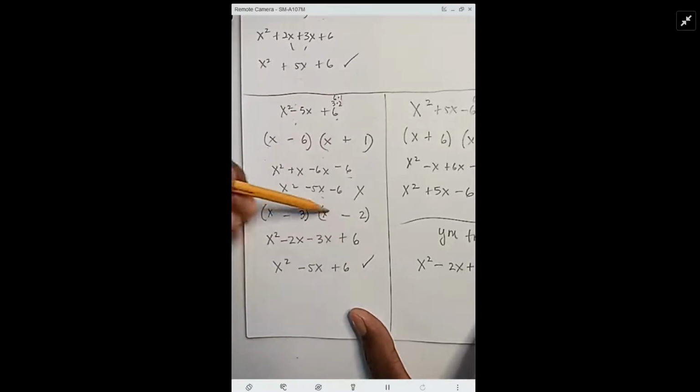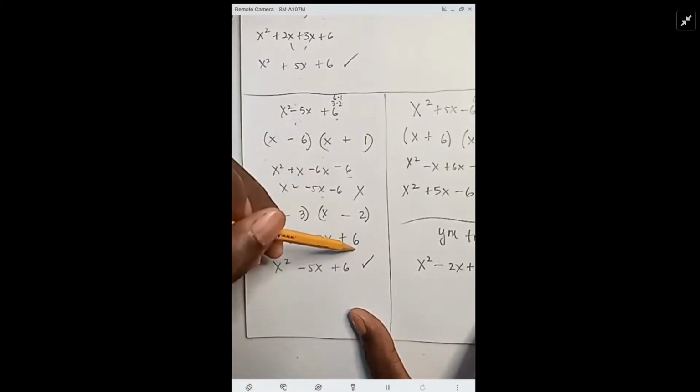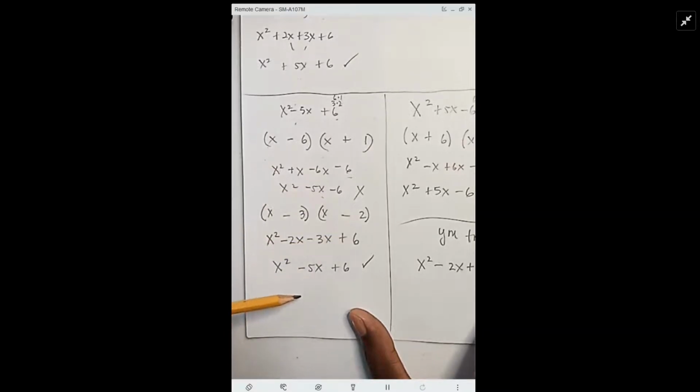So I go x times x, x squared, x times negative 2, negative 2x, negative 3 times x, negative 3x, negative 3 times negative 2, a positive 6. Combine these two, negative 3x and negative 2x gives me that negative 5x. And I have that positive 6, so that checks out.